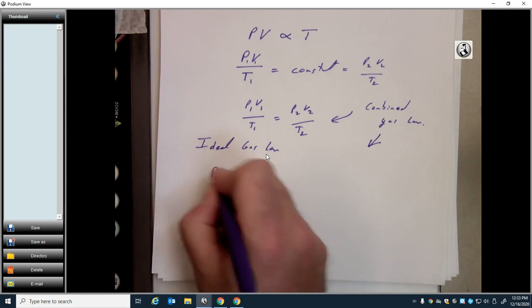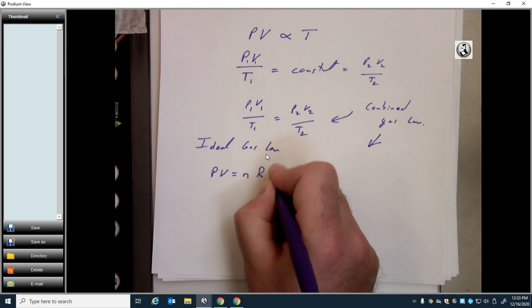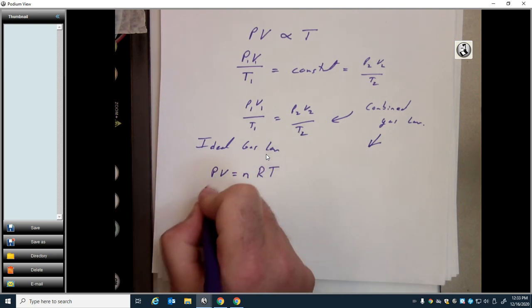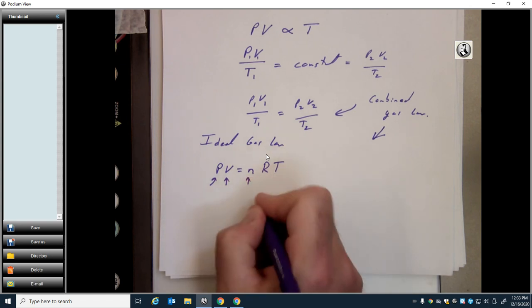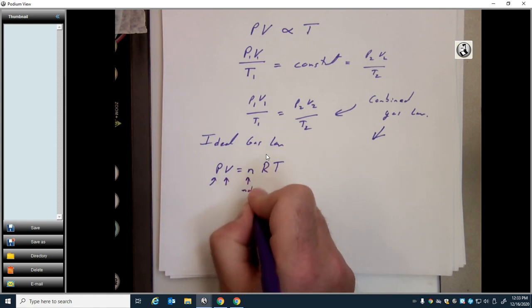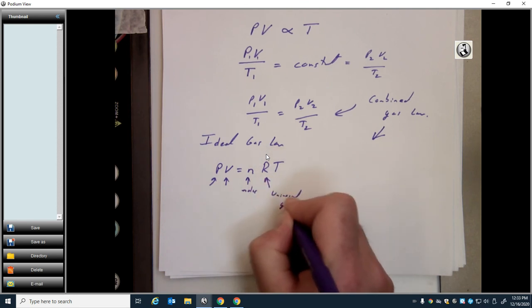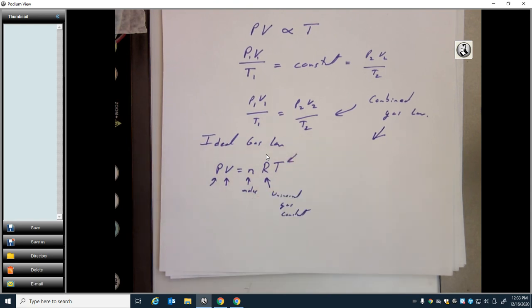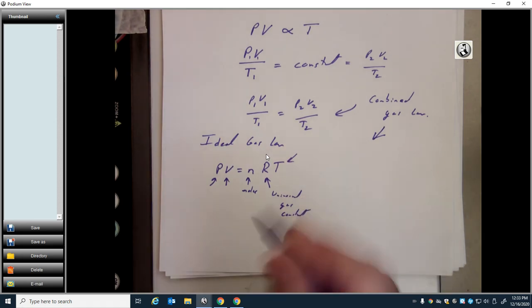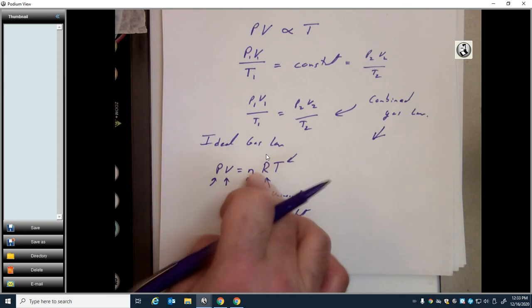Okay. And we get PV equals nRT. So this is pressure. That would be volume. This is moles of gas. This is what's called the universal gas constant. And this is temperature. Now, in the lab that we're doing, we're trying to calculate this gas constant. That's what we're doing in the lab.